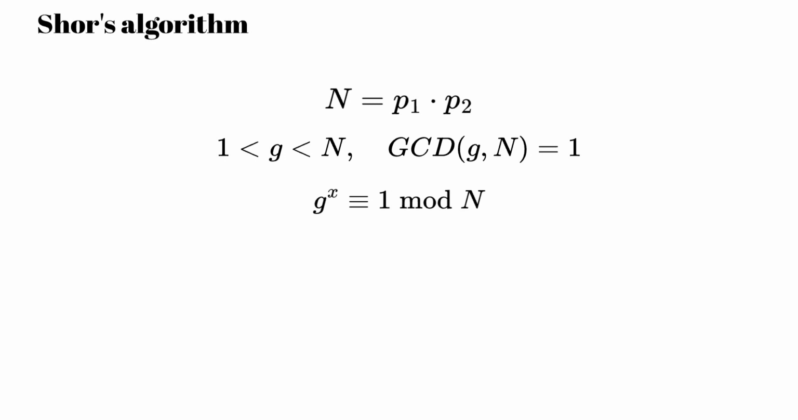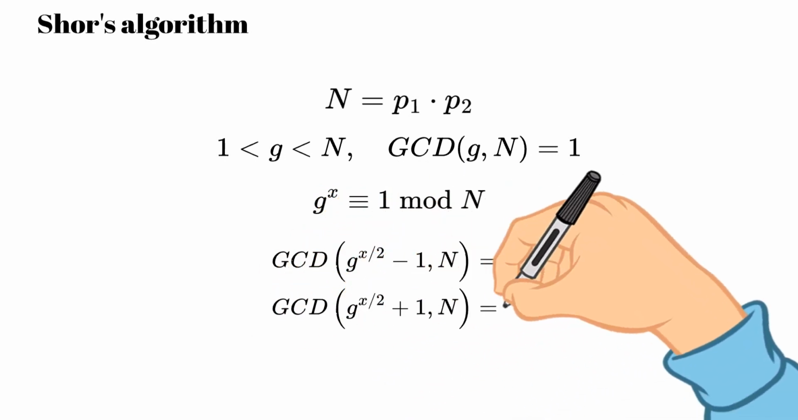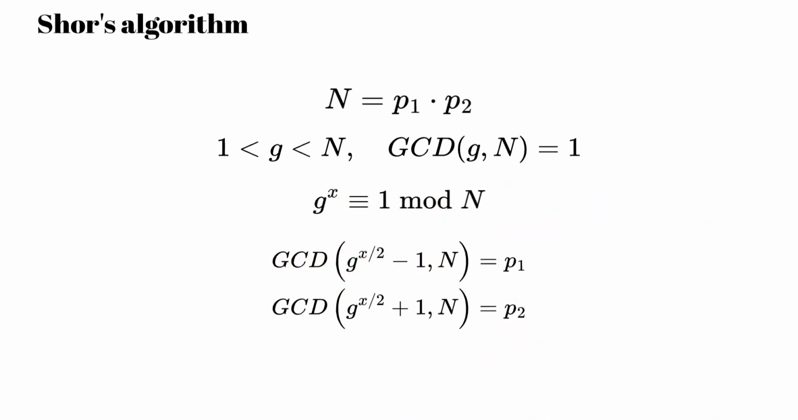Once the quantum circuit reveals x, we compute the greatest common divisor of g to the power of x divided by 2, minus 1, and n, and the greatest common divisor of g to the power of x divided by 2, plus 1, and n. These values reveal the prime factors p sub 1 and p sub 2. This is the core of Shor's algorithm, using quantum power to factor n efficiently. From the whole process, we can see that the most crucial step is to solve the order-finding problem, g to the power of x equals 1, modulo n.